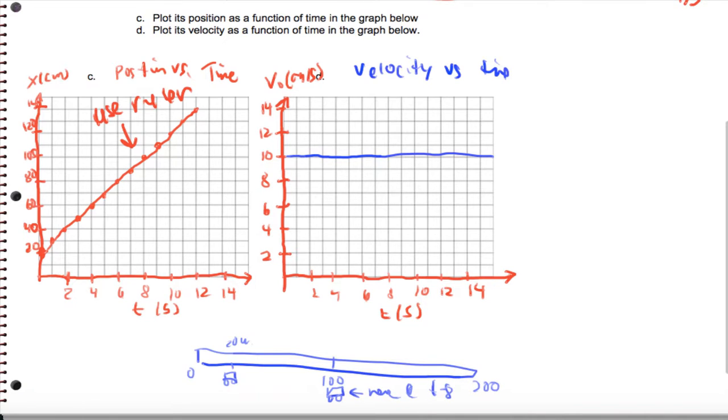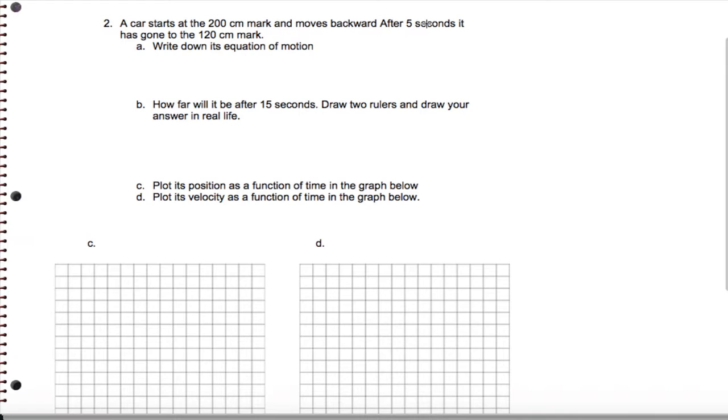All right, now in this next problem, same idea. After 5 seconds, we go from 200 to 120. So let's get our speed. I go backwards 80 in 5 seconds, so I'm getting negative 16 centimeters per second. And I'm going to make a note here. You tell me why. Okay? And that word backwards is the key.